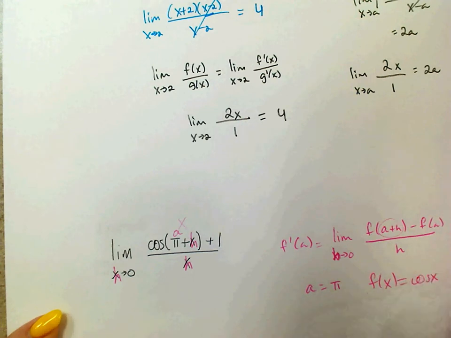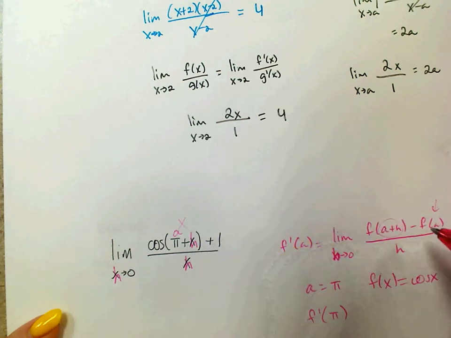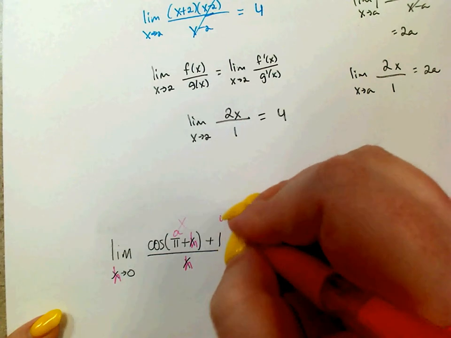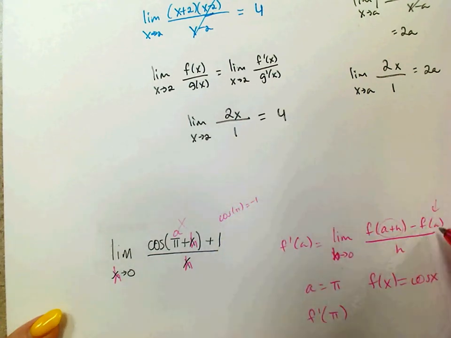So this is saying find the derivative at pi. Find f prime at pi. Now let's make sure this also works. f at a, so that's f at pi. Cosine of pi is -1. And it was minus that, so that's +1. That makes sense. Okay, so it is definitely the formula.